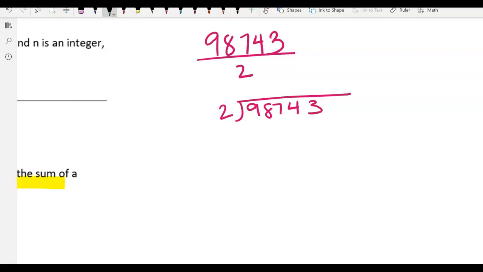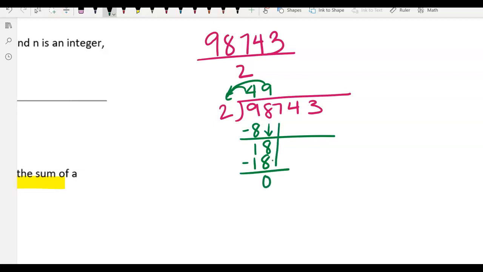So take 9 and then do what? Okay. And then now what? So what do you write on the top? Now what? Multiply. Okay. And then what do we get? 8. And then we do what? Subtract. Now what? What do we get? Multiply again? Now what? 18. Now what? Subtract again? Okay. Bring down 7.